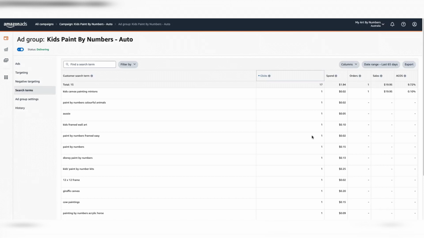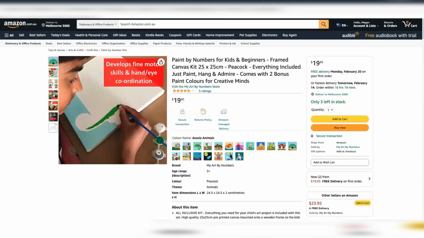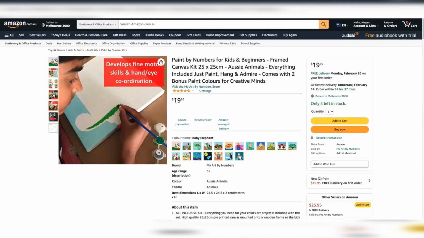Once we've done that, which we don't have any here, they're all sort of spread out. The next thing, we would just want to go through this search term report here and see if there's anything irrelevant or just doesn't make sense for this product or this group of products. This one's a little bit trickier because there are quite a lot of variations. So you've got Aussie animals, there's mermaids, there's a Lego one.